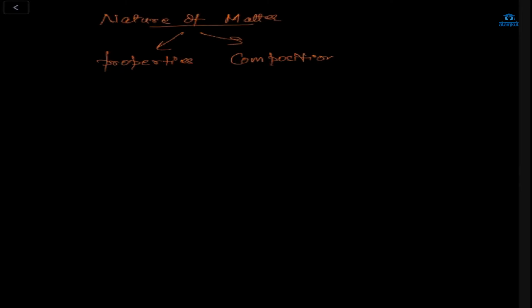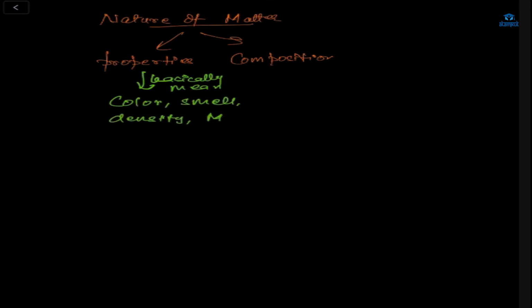Physical properties basically means what? Can anyone tell me? Ma'am, is that like the texture, color? Yes, very good. Color, smell, density, melting point, boiling point. Yes, melting point. And the last one is boiling point.